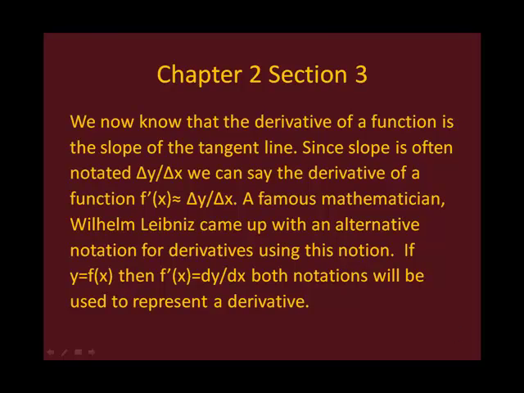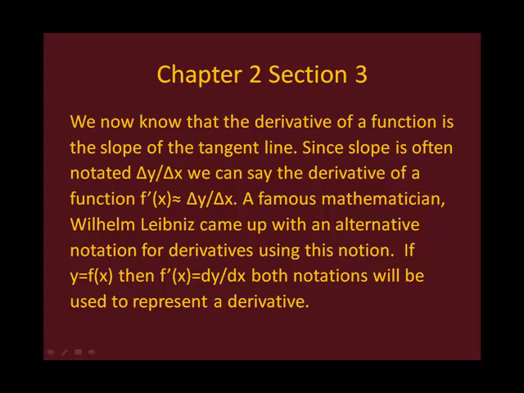Chapter 2, Section 3. In Chapter 2, Section 3, we have two separate topics that we need to talk about. The first one we introduce by looking at some new notation. We know that the derivative of a function is the slope of the tangent line. Since slope is often notated change in y over change in x, we say the derivative of a function, f prime at x, is approximately the change in y over change in x.